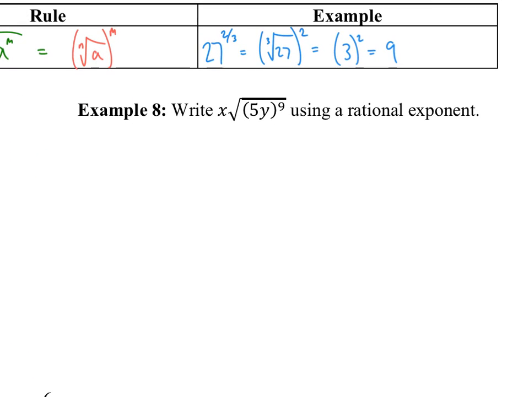This is going to be going the other way. So we got x times the square root of 5y all to the 9th power. What I'm going to do, the x is just going to be kind of hanging out right now. What I need to work on is rewriting this with a rational exponent. Remember, there's a little 2 right here. That's my denominator. And the 9 is my numerator. So I have 5y all to the 9 halves power.